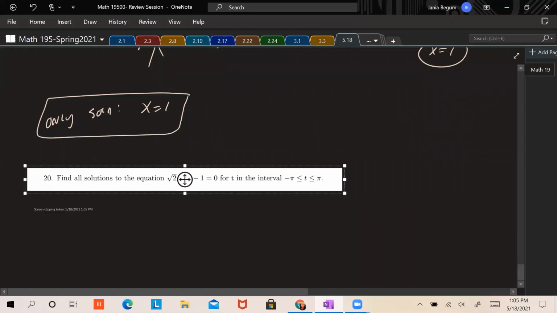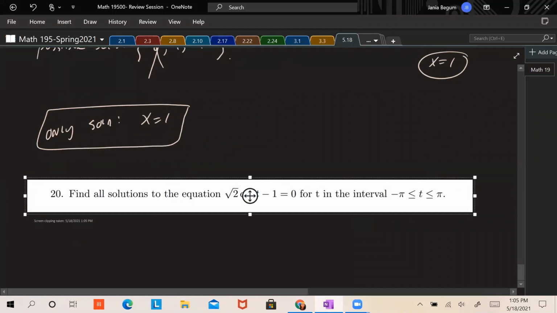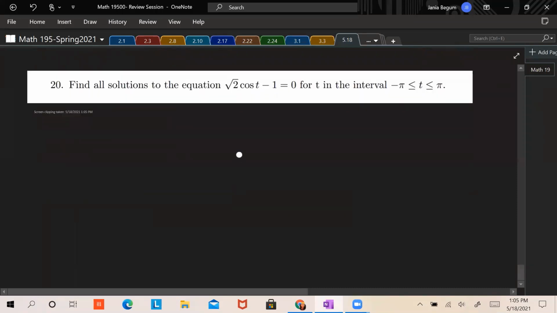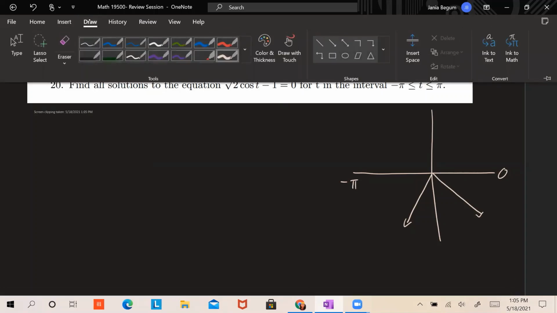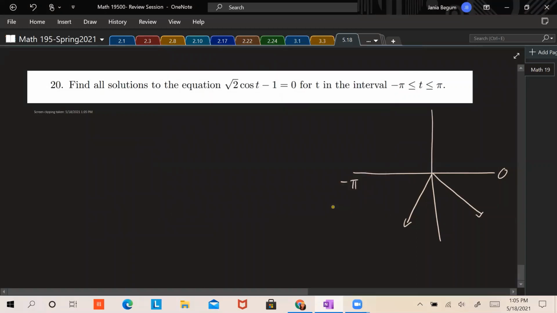Okay, so here's the question. We want to find solutions to this trig equation on the interval negative pi and pi. So you're only looking for solutions in the interval. So from 0 to negative pi in this direction, you want solutions here and here. And then you also want solutions from 0 to pi. So you're going halfway clockwise and then halfway counterclockwise. And we also want solutions here and here, going from 0 to pi. That's a funny interval, but yes, we can do it.